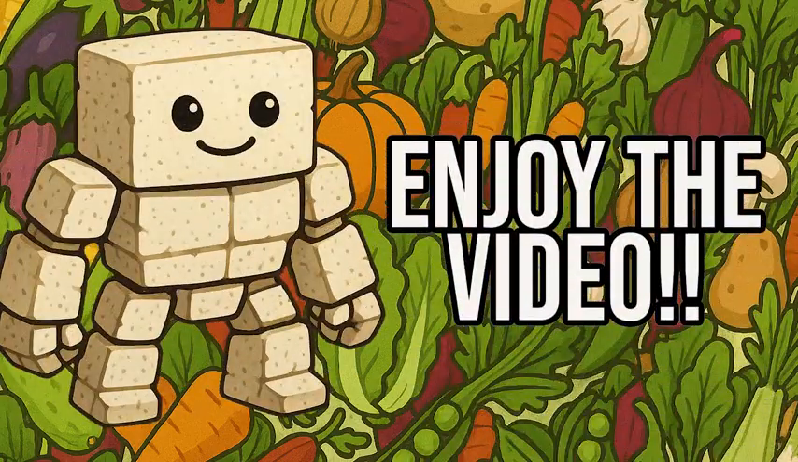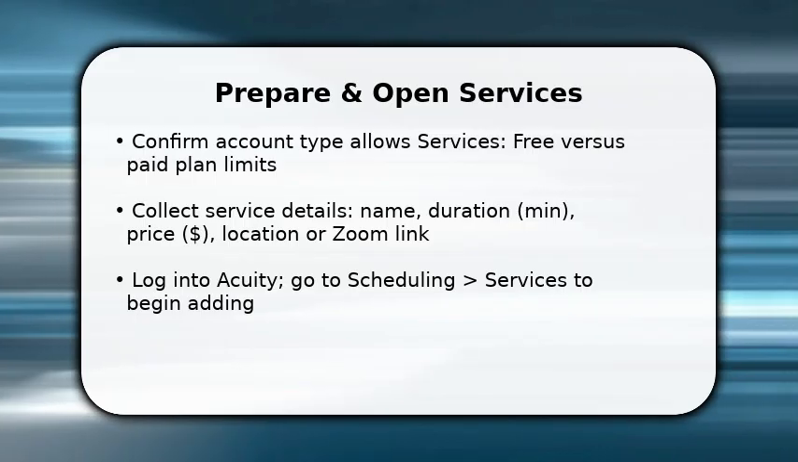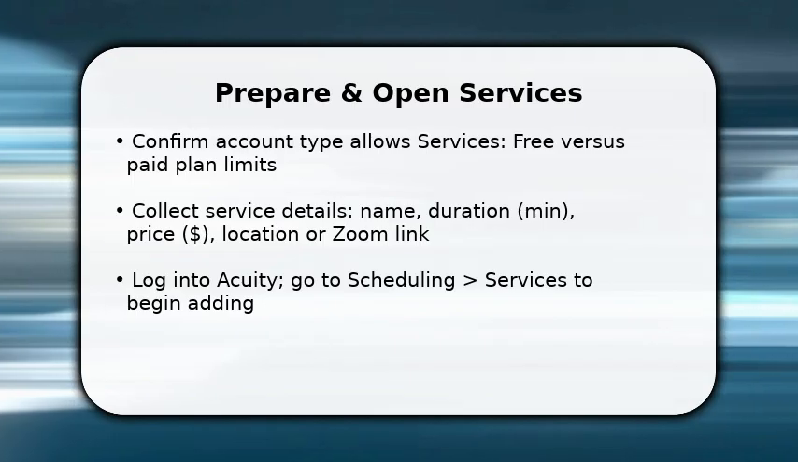You start by confirming your plan lets you add services. This avoids roadblocks later. Next, gather the essentials: service name, duration in minutes, price, and location or video link. Once done, log into Acuity and navigate to Scheduling, then Services to open the add form. This first action moves you from planning to execution quickly.